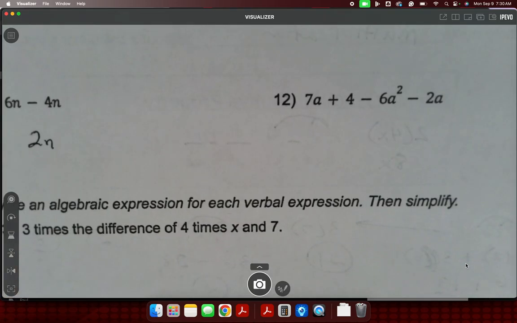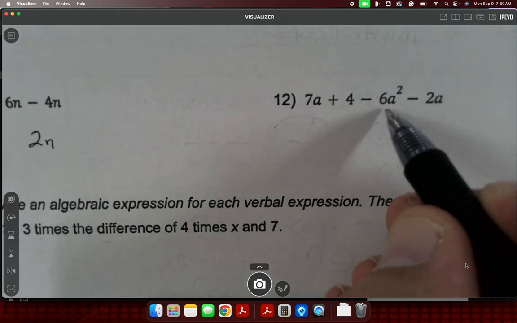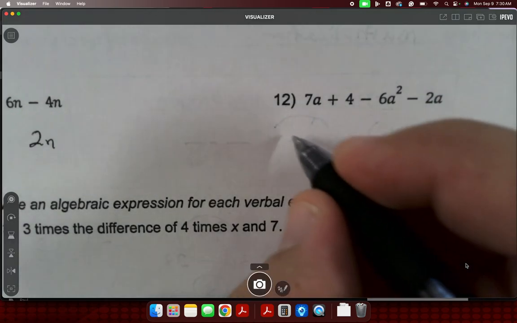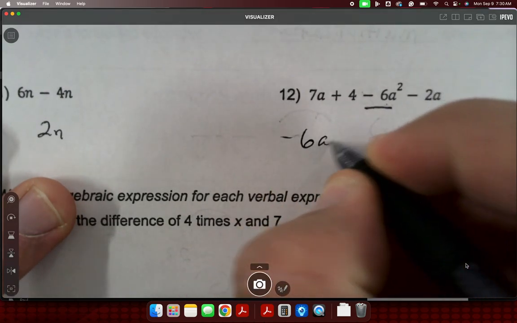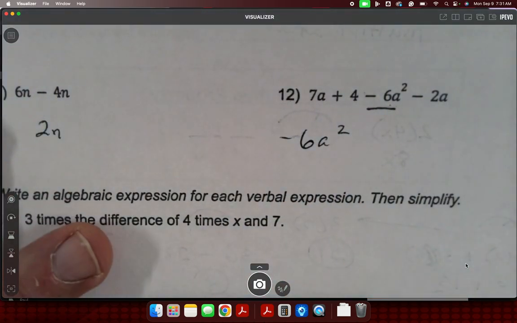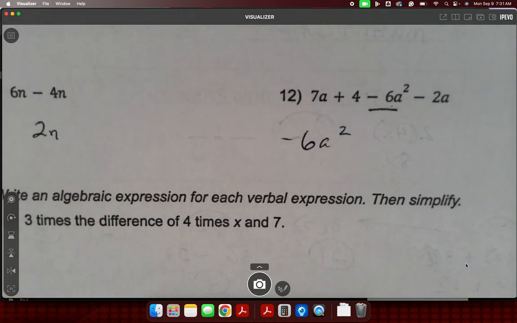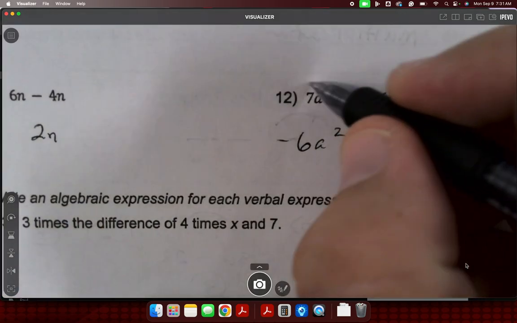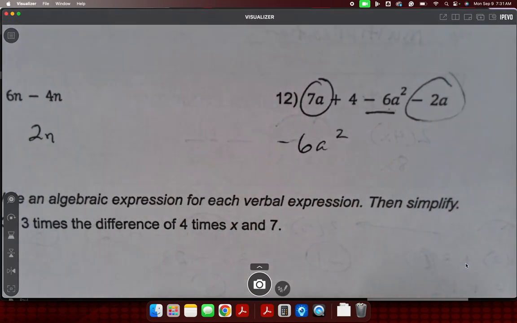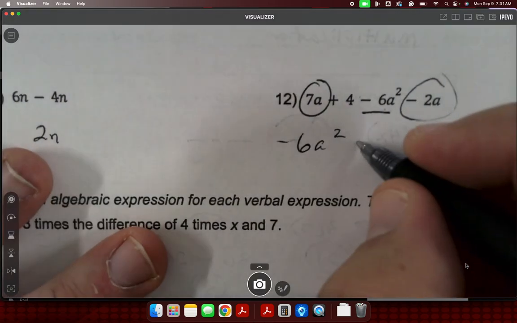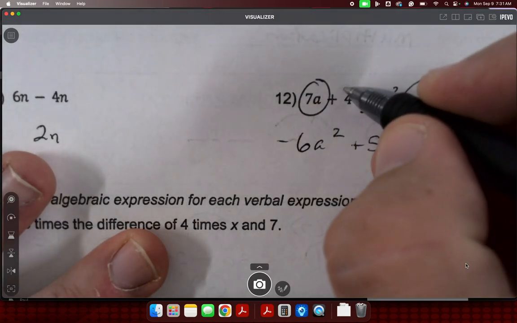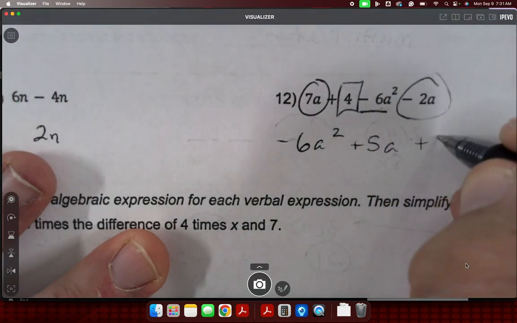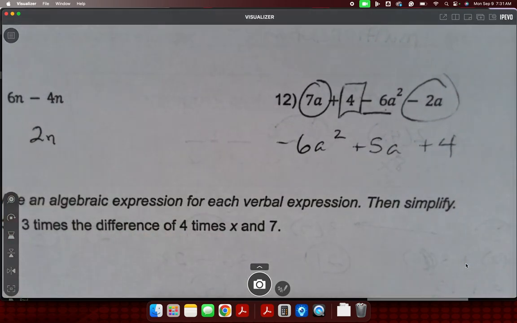And what I prefer to do on these is start with the biggest power. So I see an a squared here. There's no other a squared. So I just write, including this negative sign, I just write that first. It's not required to do that. That's just the normal pattern, to start with the biggest exponent and move down. But then these two are like terms. 7a minus 2a is 5a. And then we have a constant, a number without any variables right here, so it just stays the same, plus 4.